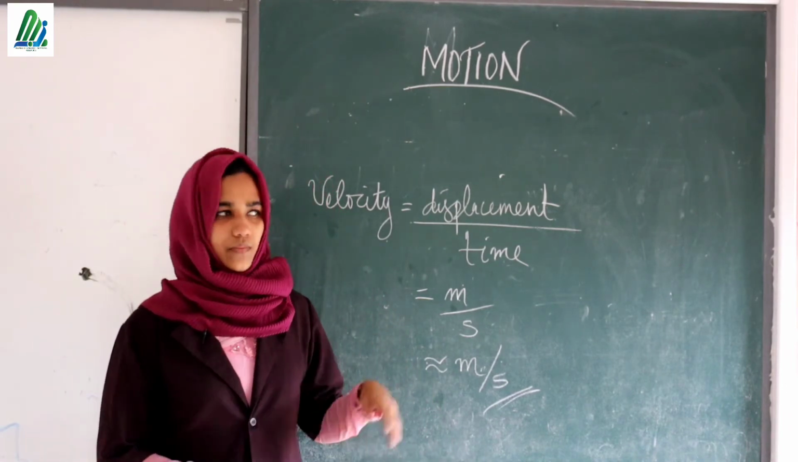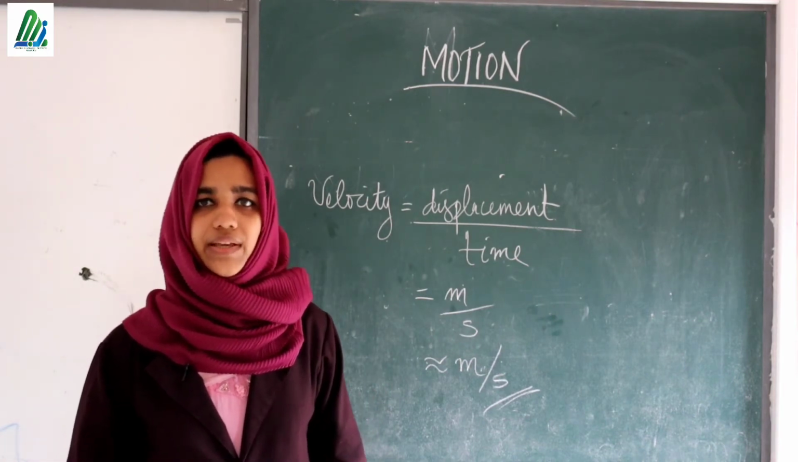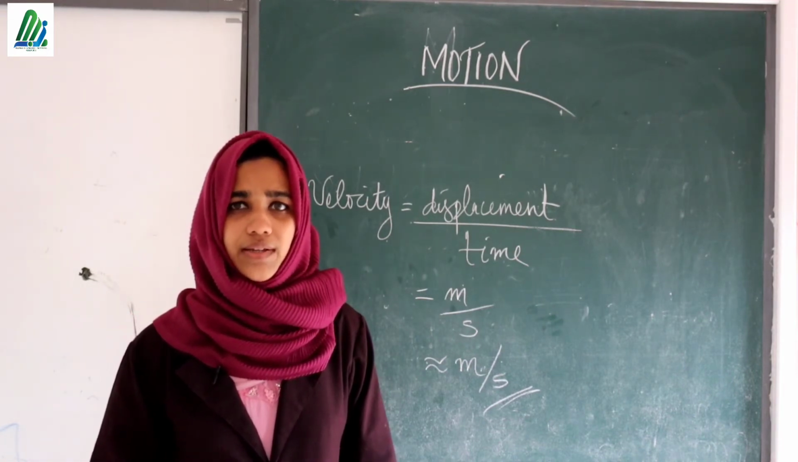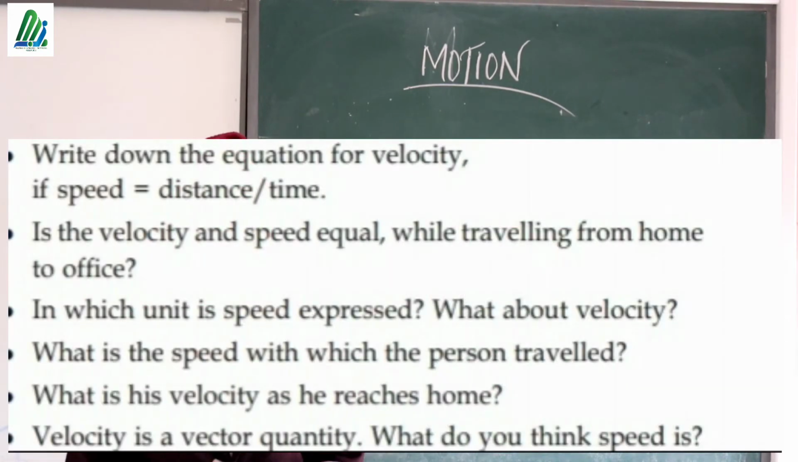Okay, look at here. Here you can see some questions. We want to answer them. Look at the first question. Write down the equation for velocity. The equation for velocity is velocity is equal to displacement by time. Then what is the equation for speed? Speed is equal to distance by time.